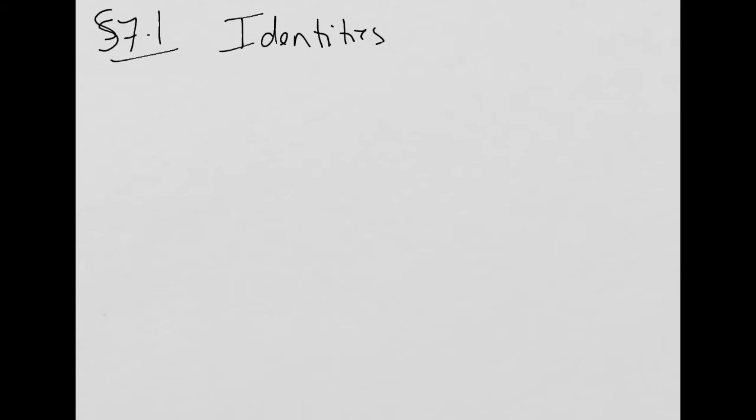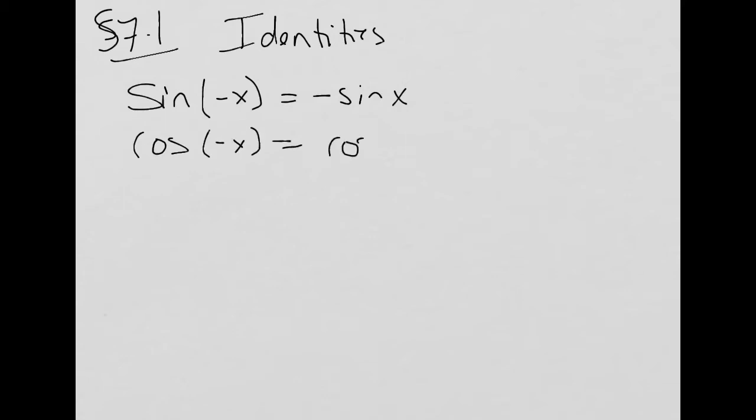Now, earlier in the course, we have seen the Pythagorean identities, the identities involving the periodicity of sine and cosine functions, and the definitions of the trig functions. We've also seen a couple of other ones: sine of negative x equals negative sine x, because it is an odd function, and cosine of negative x equals cosine x. That one is an even function.